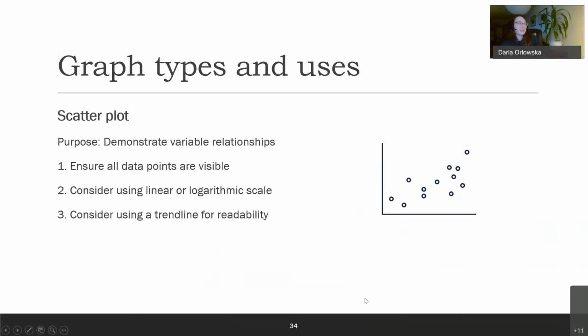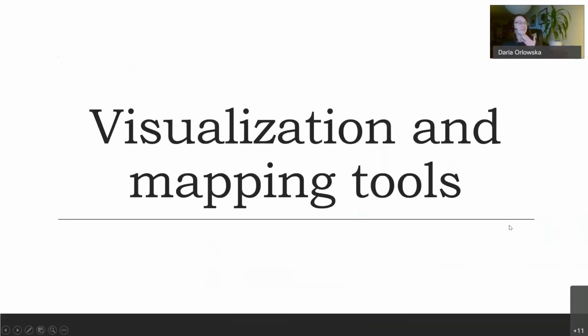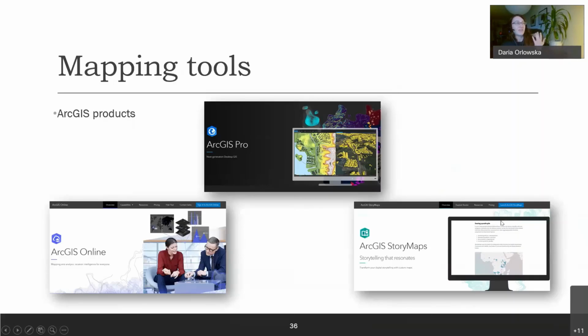And the last one is a scatter plot. This one is to demonstrate variable relationships. So if you're doing some sort of correlation, it is always very good to have a trend line so you can see how the relationship is moving, and also really good labels and subtitles to allow the audience to know what you're depicting.